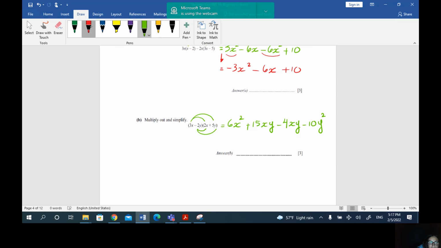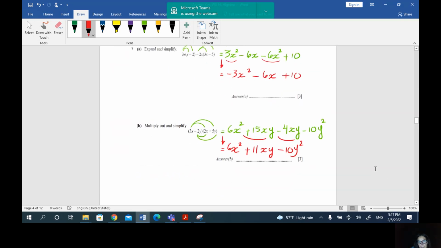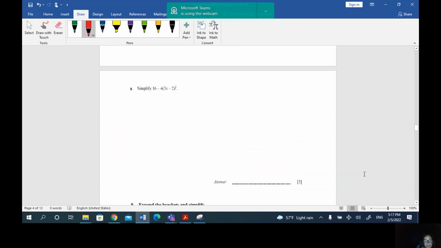Let's collect like terms. So equal underneath the equal. 6x squared, there is no like term to 6x squared, so it will come down as is, plus 15xy minus 4xy. They are like terms, so 15 minus 4, it will be plus 11xy, minus 10y squared, because there isn't a like term to minus 10y squared. Sorry about this. All right. Now, simplify.